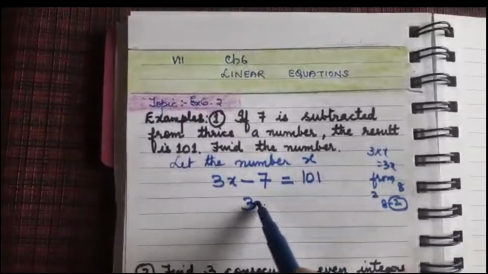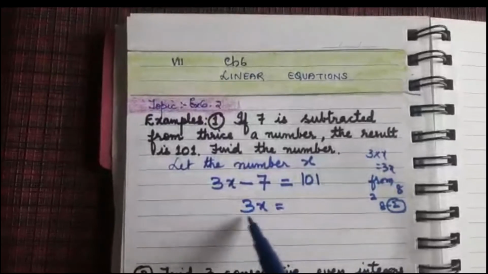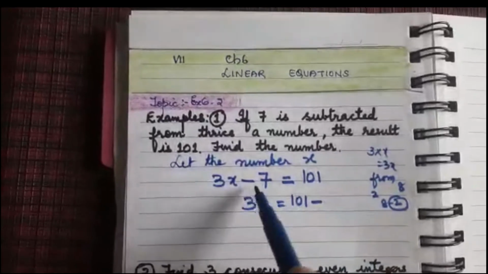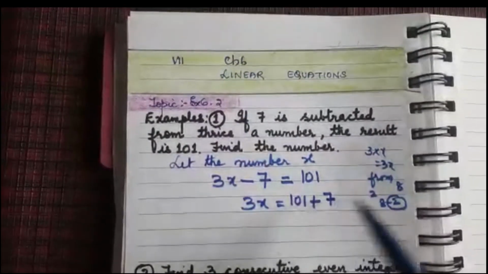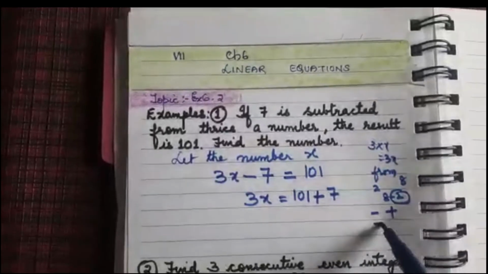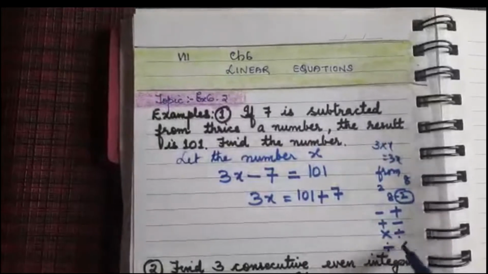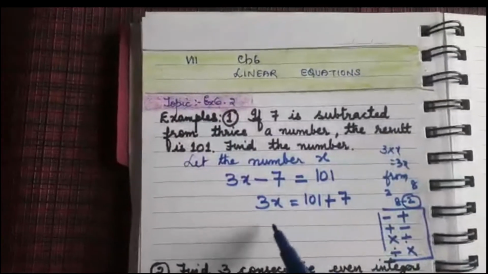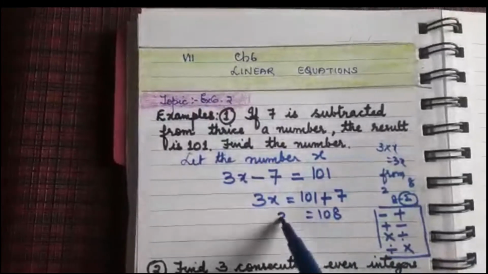So now numbers on one side and variables on another side. So this is 3x equal to 101, and minus 7, as it crosses the bridge of the equal to sign, it becomes plus. Minus becomes plus, plus becomes minus, multiplication becomes division, and division becomes multiplication. This is the rule you have learned as you cross the equal to bridge. Now this is 108. So 3x is equal to 108.